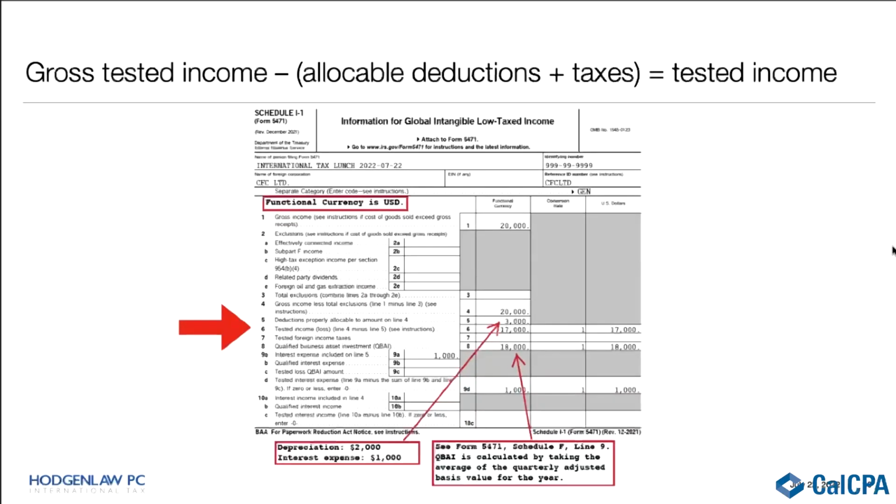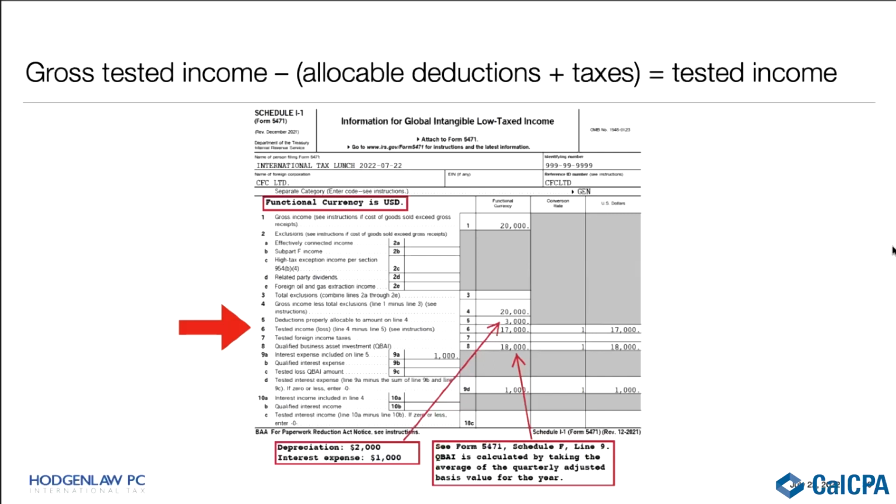So the calculation you see is on line 6, same slide as before. So we've got 17,000 of tested income. So you can see in a real sense, this is like true, no BS accounting income. You know, gross income minus real expenses, and you're ready to rip. So that's what we've got.